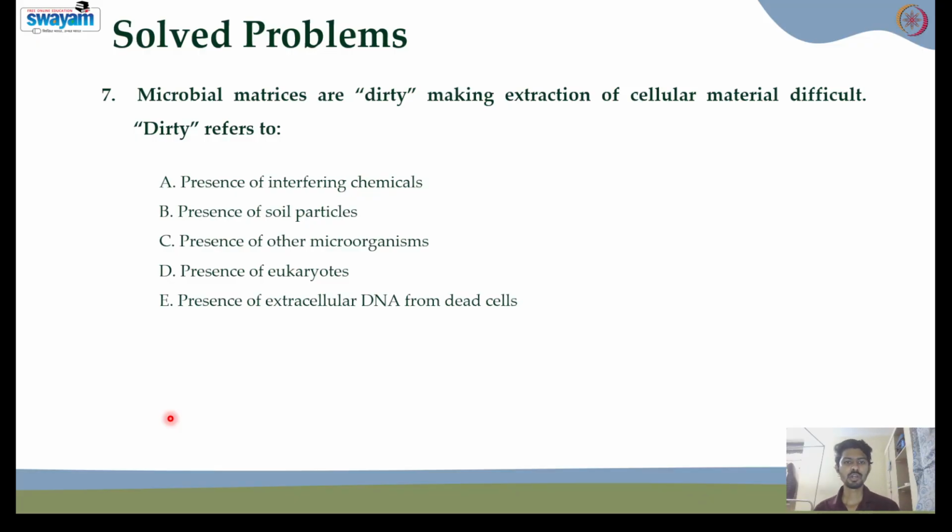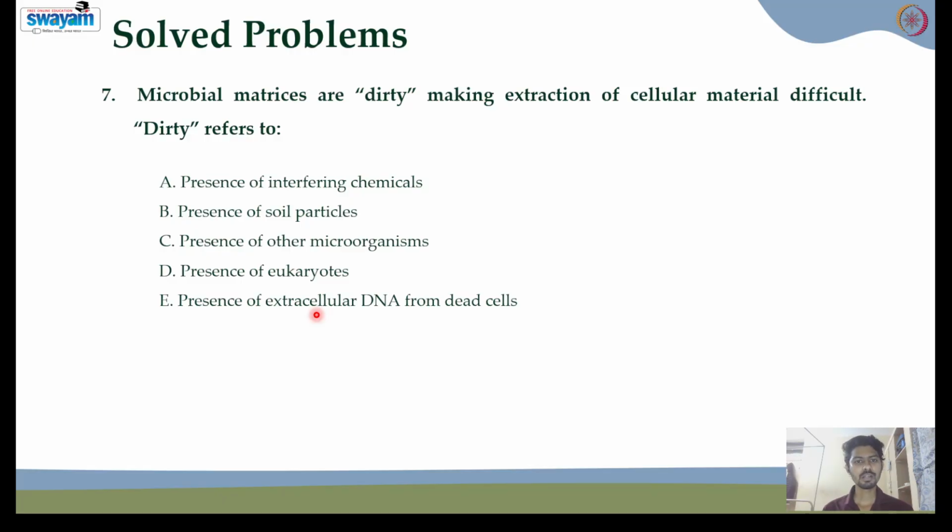Microbial matrices are dirty, making extraction of cellular material difficult. Here, dirty refers to option A, presence of interfering chemicals. Option B, presence of soil particles. Option C, presence of other microorganism. Option D, presence of eukaryotes. Option E, presence of extracellular DNA from the dead cells. I will repeat the question. You can post your answers in the chat box.